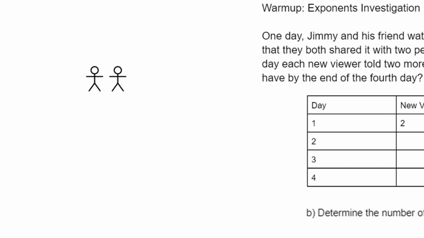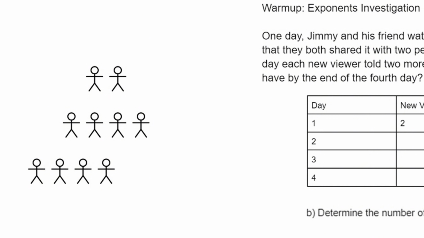So, before we start filling out this table with math, I just wanted to show you guys a visual demonstration on what's happening here. So, on the first day, Jimmy and his friend share with the first two people. Now, on the second day, these two people share it to two people each. So, we have 4. Now, on the third day, each of these 4 share it to 2 more. So, we have 8. And this trend continues onwards, doubling the amount of new viewers each day.